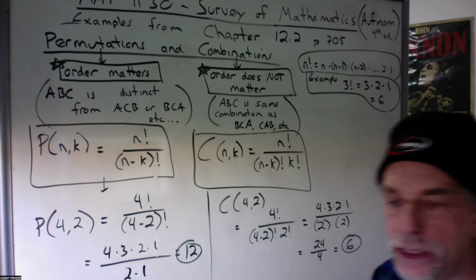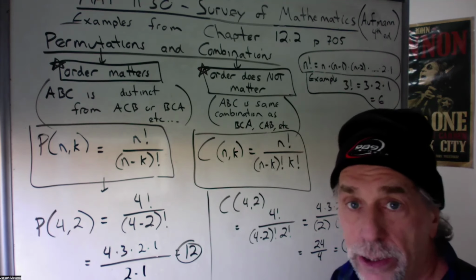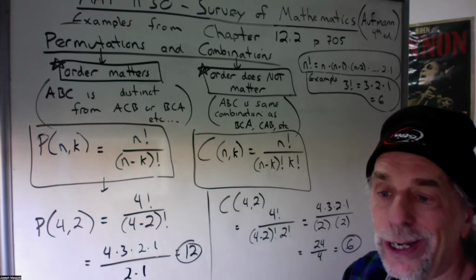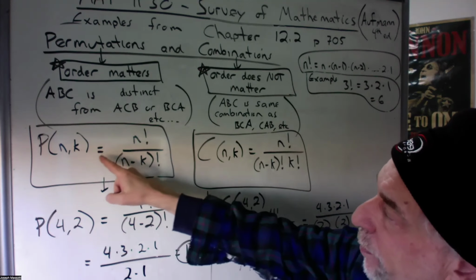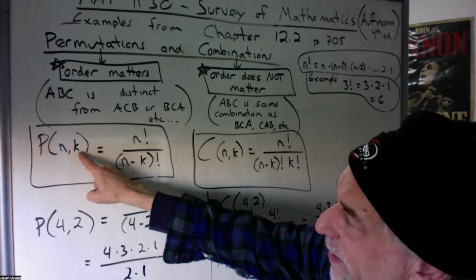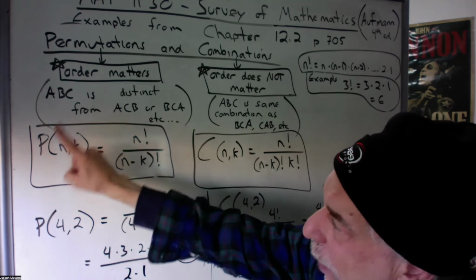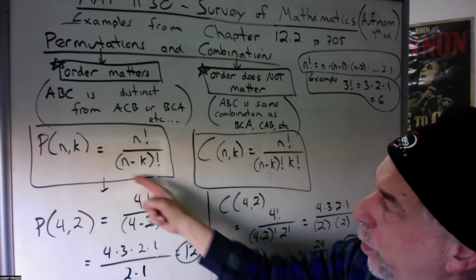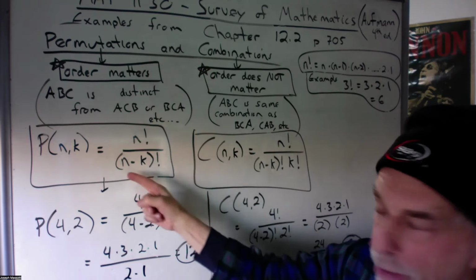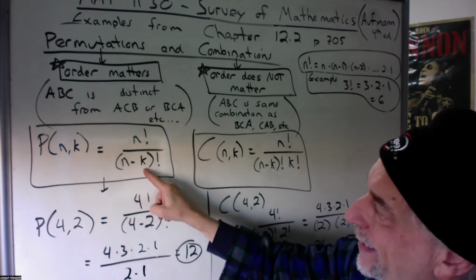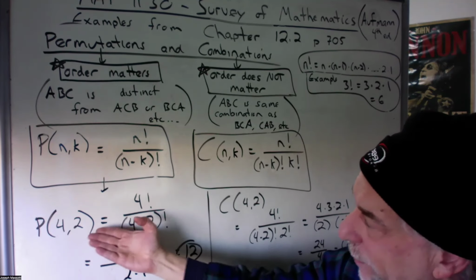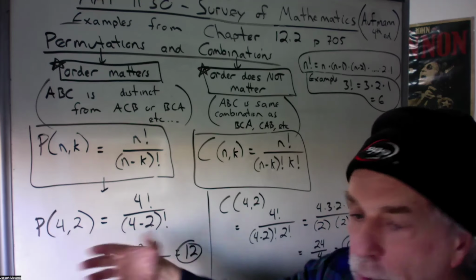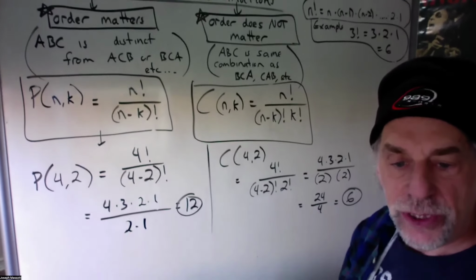I will show you these functions on your calculator. It makes things a lot easier to work with, but it's good to know the formula in case you have to use it. Okay, so for permutations, if we want to say how many ways can we take k items out of n items as permutations where order matters, we're going to use this formula here, n factorial over n minus k factorial. So for example, we want to say how many ways can we take 2 out of 4 permutations. We use that formula.